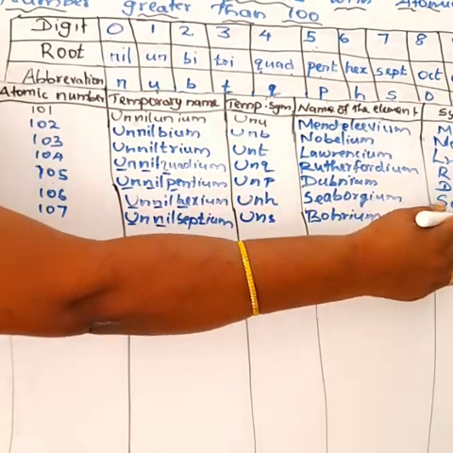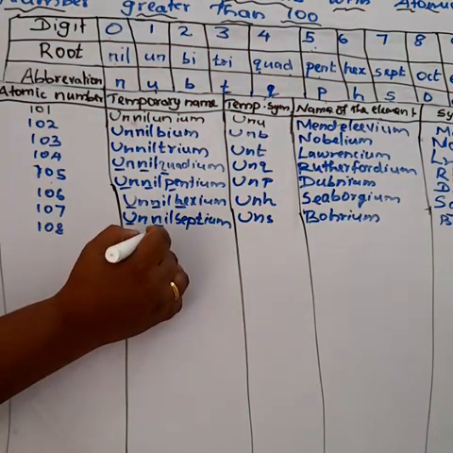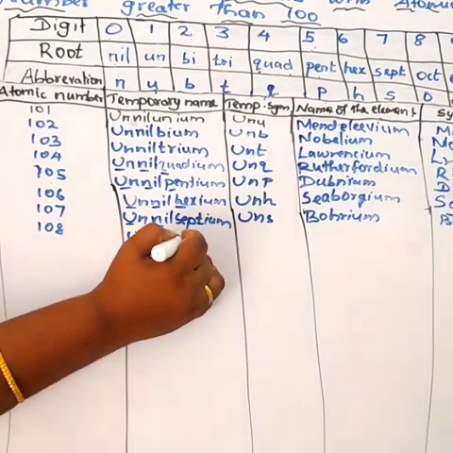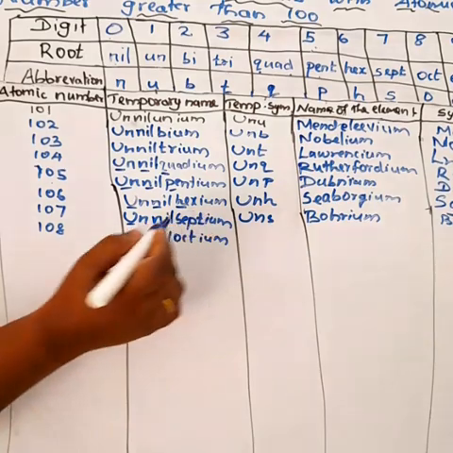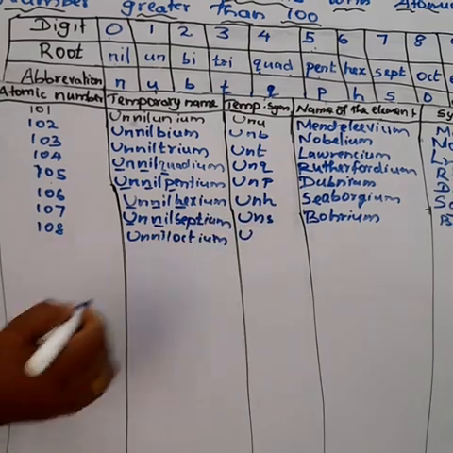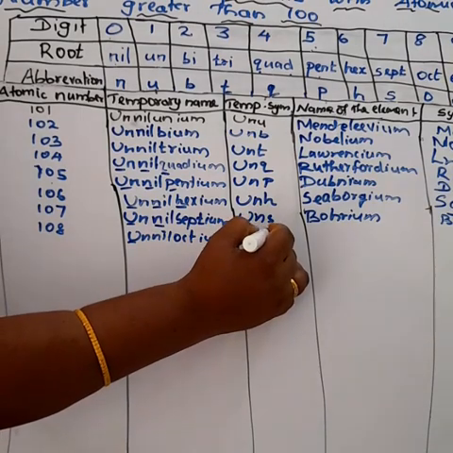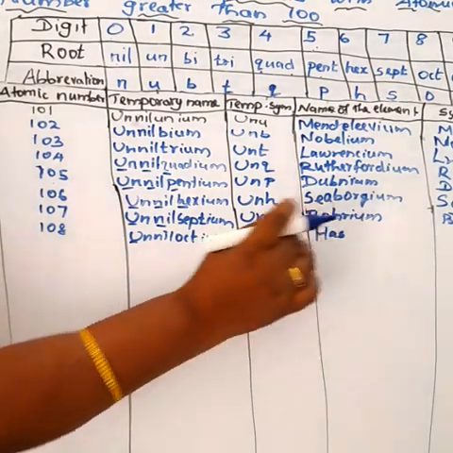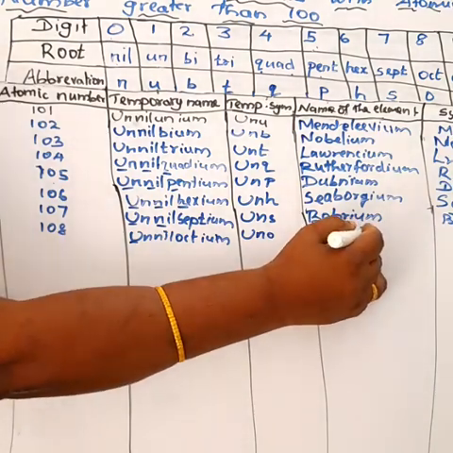And 108. What is the temporary name? Un for 1, nil for 0, and for 8, what is the numerical root? Here, oct. Oct is the numerical root for 8. And after that, suffix ium. And the symbol: U for un, N for nil, and O for oct. Okay, what is the element name? 108 atomic number, element name hassium. Symbol Hs.